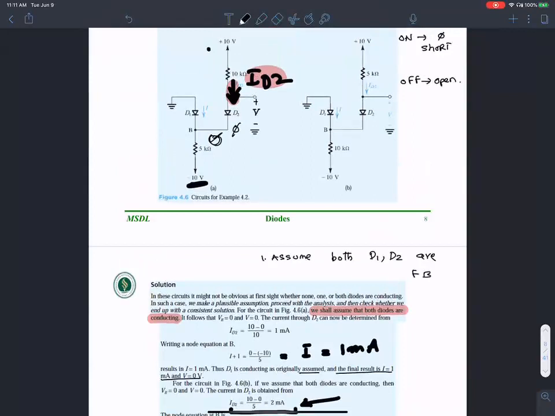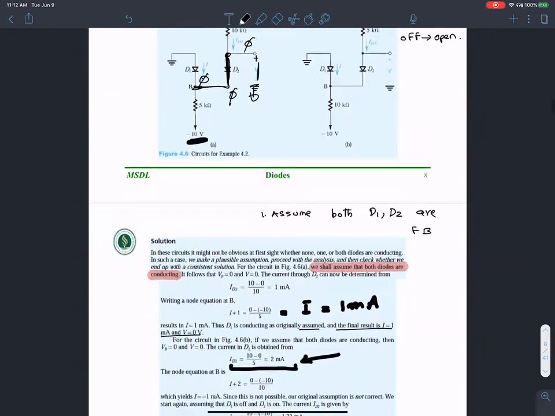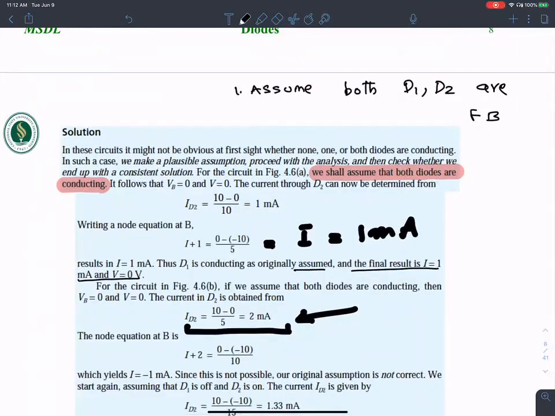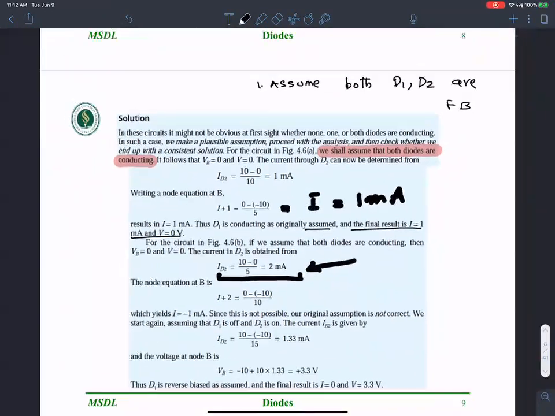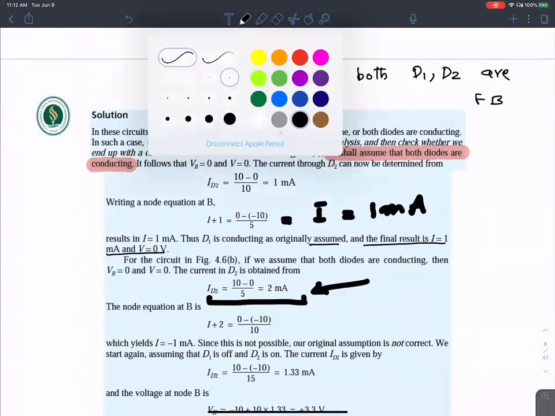For the circuit in 4.6b, we assume that both diodes are conducting, then VB equals 0 and V equals 0 volts. V equals 0 volts because this is conducting, so we assumed that this is at ground. So this is at ground as well. So that's the assumption. The current in diode 2 came out to be 2 milliamperes. If we write the node equation at V, that's the answer we acquired, which yields a value of I equals negative 1 milliampere.